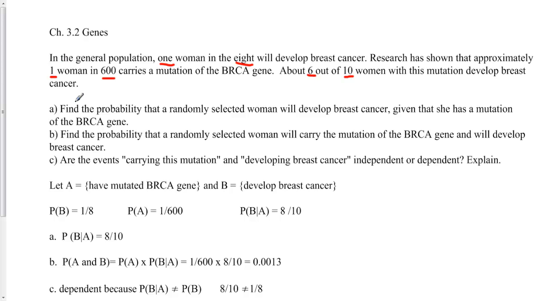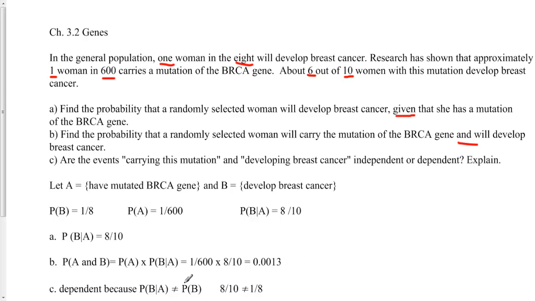We're first to find the probability that a randomly selected woman will develop breast cancer, given that she has a mutation of the BRCA gene. The second one says, find the probability that a randomly selected woman will carry the mutation gene and will develop breast cancer. That "and" is going to be very important. And are the events carrying this mutation and developing breast cancer independent or dependent, and explain.